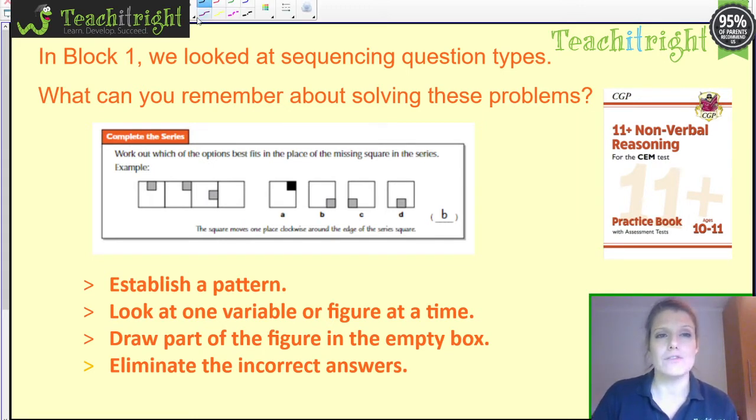Now, this is something that's really important. For example, in this case, it can't possibly be A, can it? Because all the other squares are grey. So that's already narrowed our choice down to just 3 options. And then if you're looking at the pattern, you can see the square is simply moving along one place each time. So it wouldn't be C or D either.